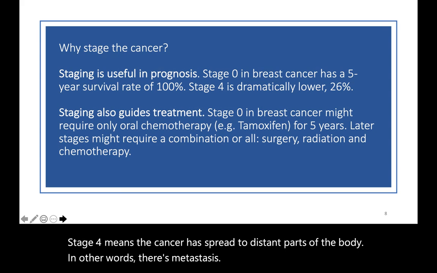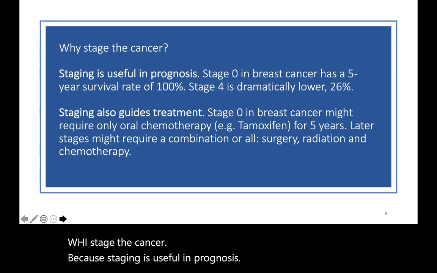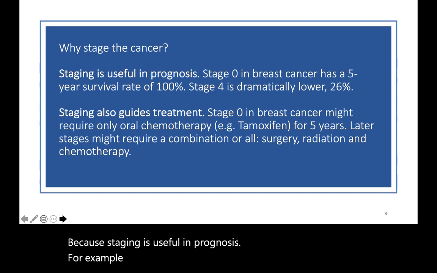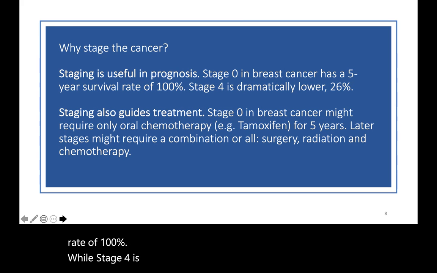Why stage the cancer? Because staging is useful in prognosis. For example, stage 0 in breast cancer has a 5-year survival rate of 100%, while stage 4 is dramatically lower, 26%.